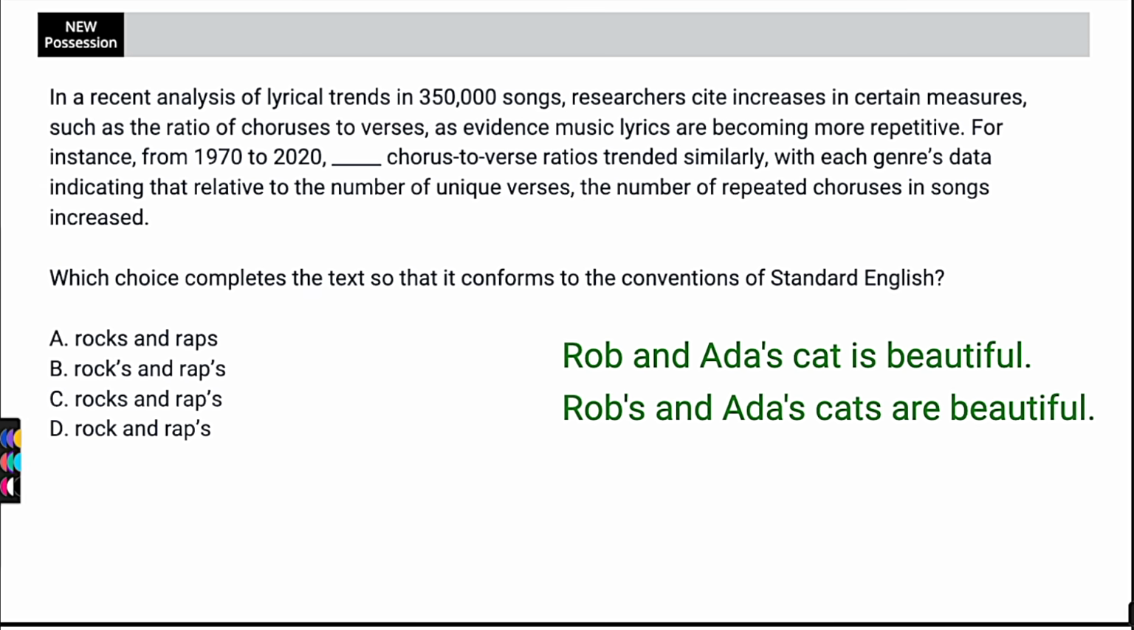So if we apply this to this particular question, we get rocks' and wraps' ratios, plural, trended similarly. They are different ratios. Each of them has its own ratio, so we need choice B here.